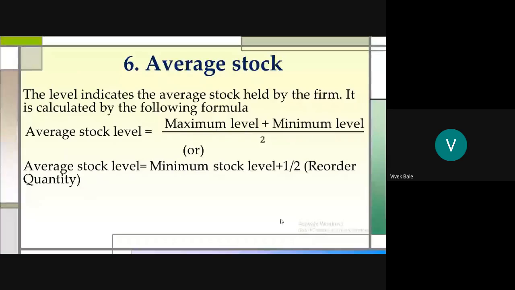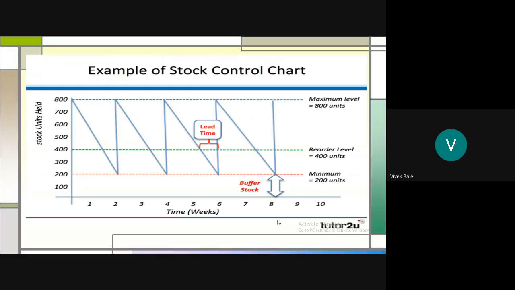Have you understood all these 5 types of levels of stock? Hello? Hello, am I audible? Hello? Hello? Yes, sir. Okay, now I will explain all these things on the chart.